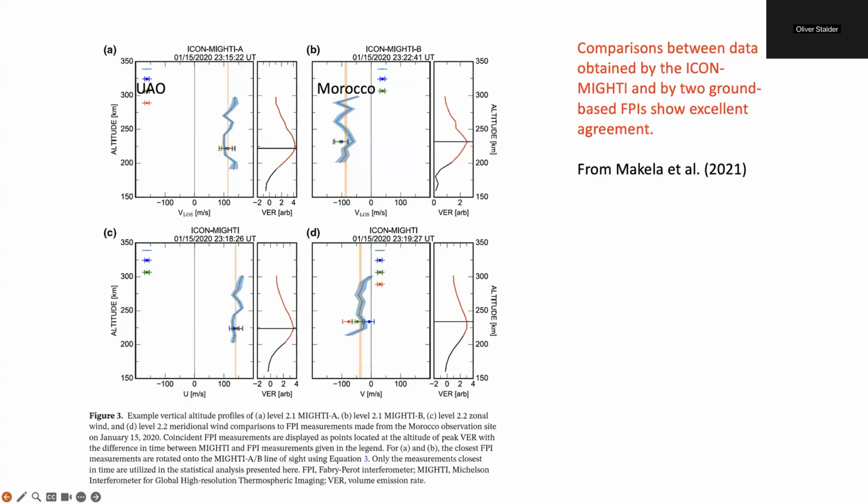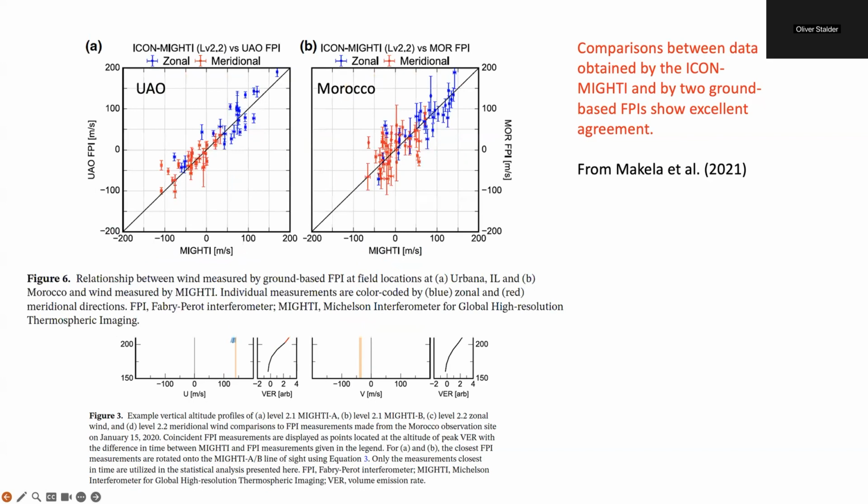So I just wanted to illustrate that the comparison of satellite observations, such as those obtained by ICON, with the ground-based measurements shows good agreement, providing confidence in the Fabry-Pérot accuracy. This shows the vertical profile of the wind obtained by ICON between 200 and 300 kilometers for two locations, Urbana, Illinois, and Morocco. And the data point for the two ground-based Fabry-Pérots is bang on, in good agreement with the ICON observation. This shows the comparison of the satellite measurements of the zonal and meridional wind with the ground-based measurement. And again, quite good agreement.